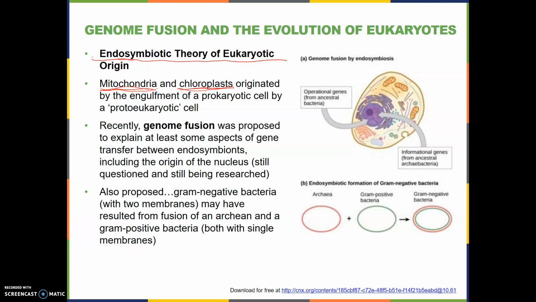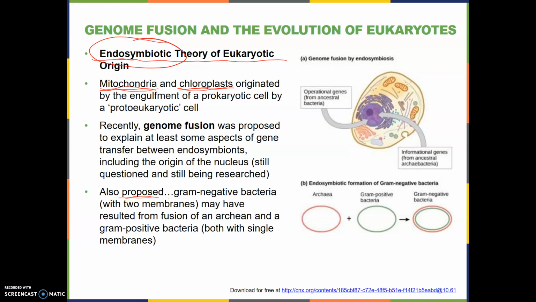Another proposed theory is that gram-negative bacteria, which have two membranes like mitochondria and chloroplast, resulted from a fusion of an archaea and a gram-positive bacteria. So that's not anything to do with the eukaryotic origin. That's the origin of gram-negative bacteria. But anyway, that's sort of like putting a different topic on the same slide.